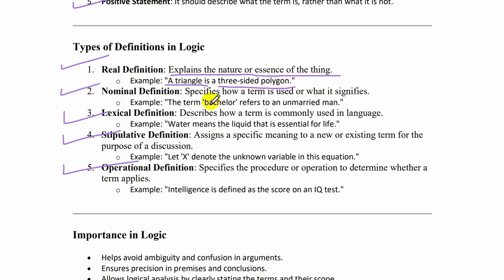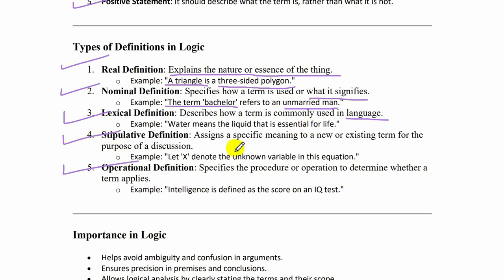What is a nominal definition? Nominal definition specifies how a term is used or what it signifies. So the term bachelor refers to or signifies that that person is an unmarried man. That's the nominal definition. Whereas the real definition explains the nature or the essence of a thing. Lexical definition describes how a term is commonly used in a language. So water means the liquid that is essential for life.